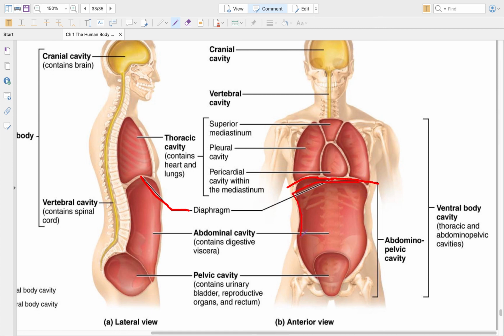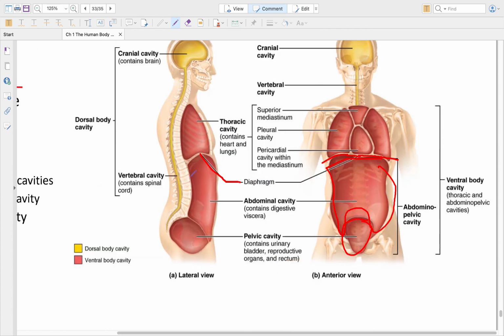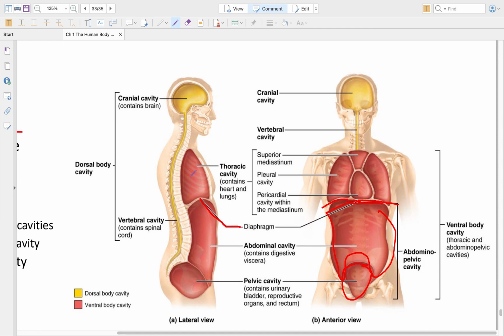It holds your digestive organs. And then right underneath is the pelvic cavity, and it's going to hold your urinary bladder, reproductive organs, and the lower part of the digestive tract, which would be the rectum. Okay, easy. So your ventral cavity has subcavities, right? Thoracic, abdominal, pelvic. And then the thoracic cavity has subcavities as well. The pleural cavity, the pericardial cavity.